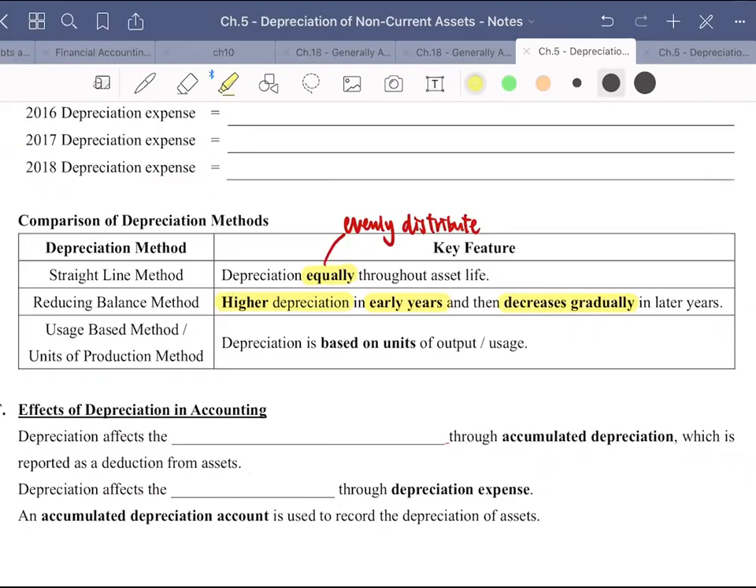And for the last one, the usage-based method, the depreciation is based on the actual units. So you can see that each year may be different. It may be different in every year. So we have tried to use the 3 kinds of method to calculate the depreciation expense for the same situation, for the same information provided in the demonstration exercise 2.